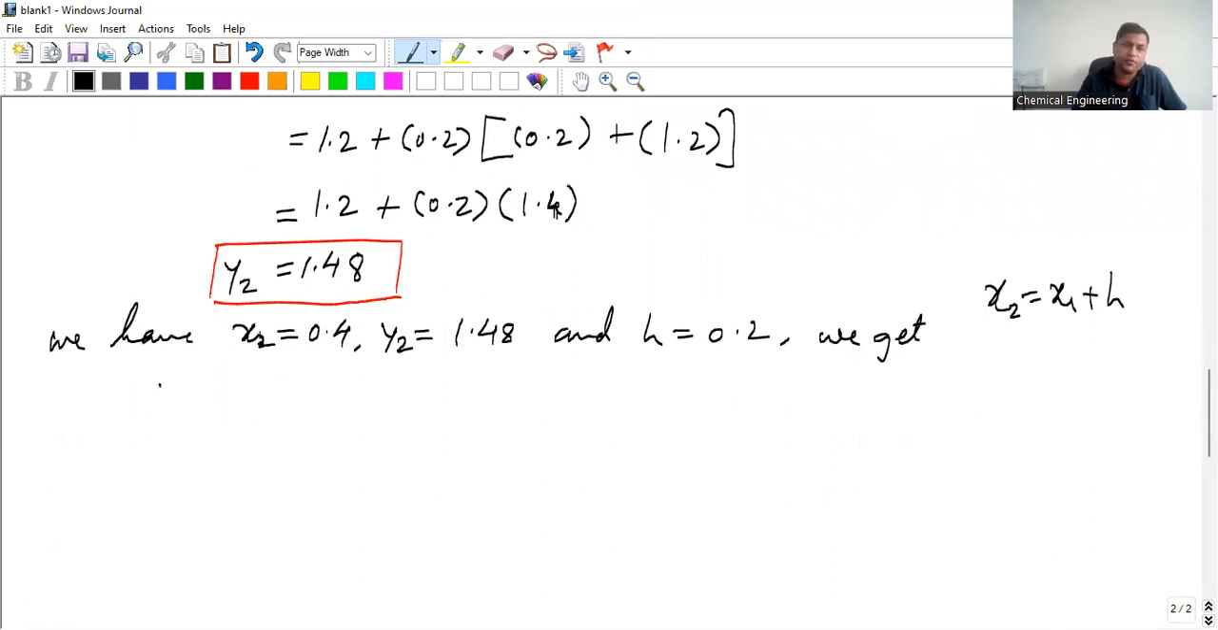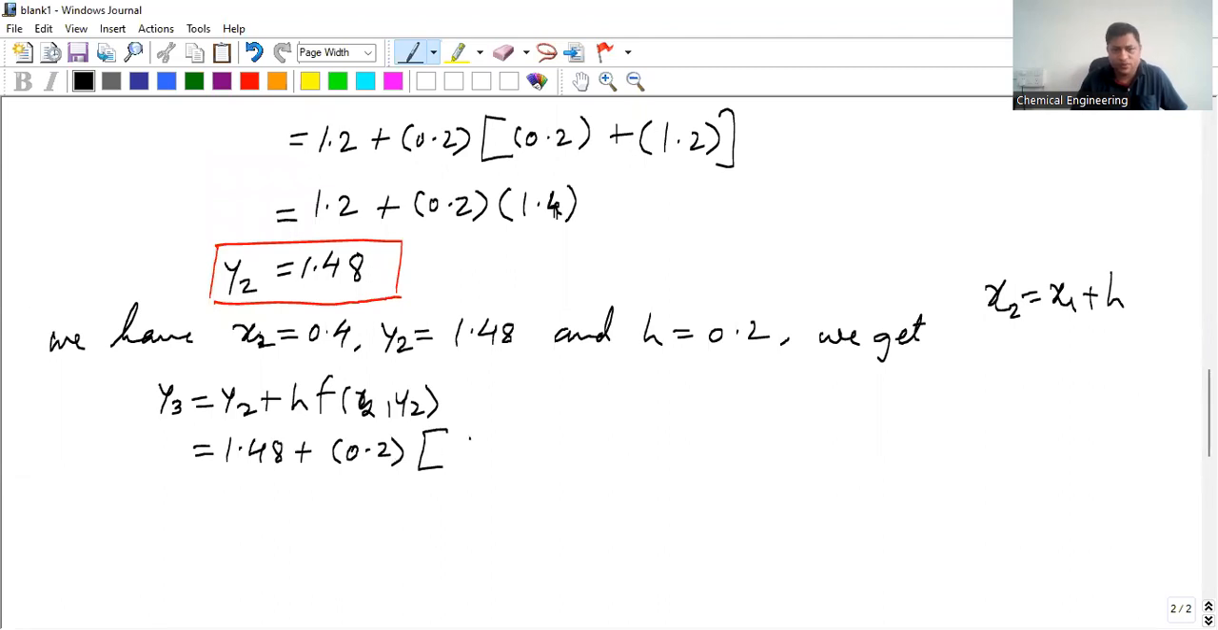Again, we have to write the formula for y3. So y3 is y2 plus h times f of x2, y2. So we get here 1.48 plus 0.2 times, here we have x2, so it is going to be 0.4, plus 1.48. Why are we getting this statement? Because we know f of x, y is equal to x plus y.